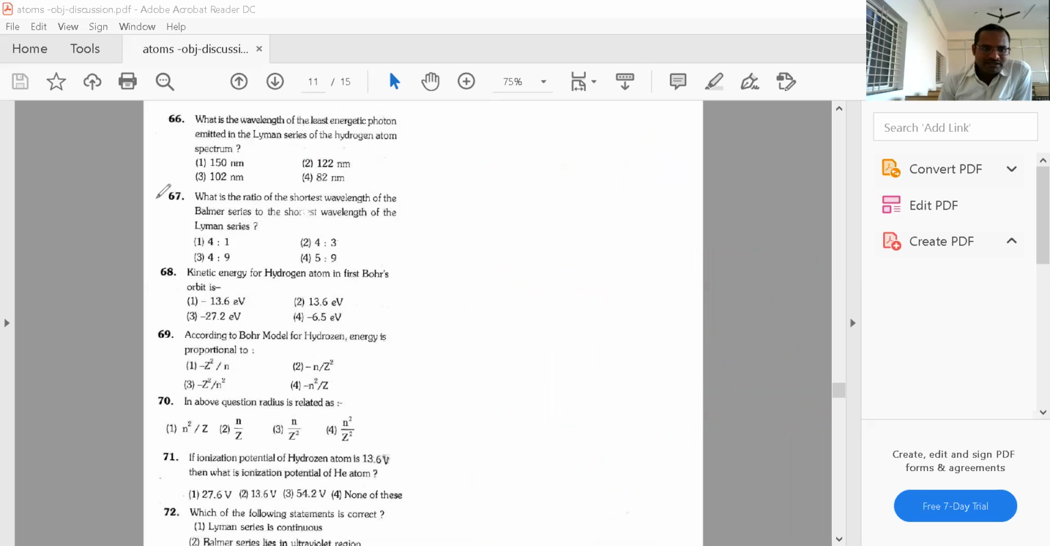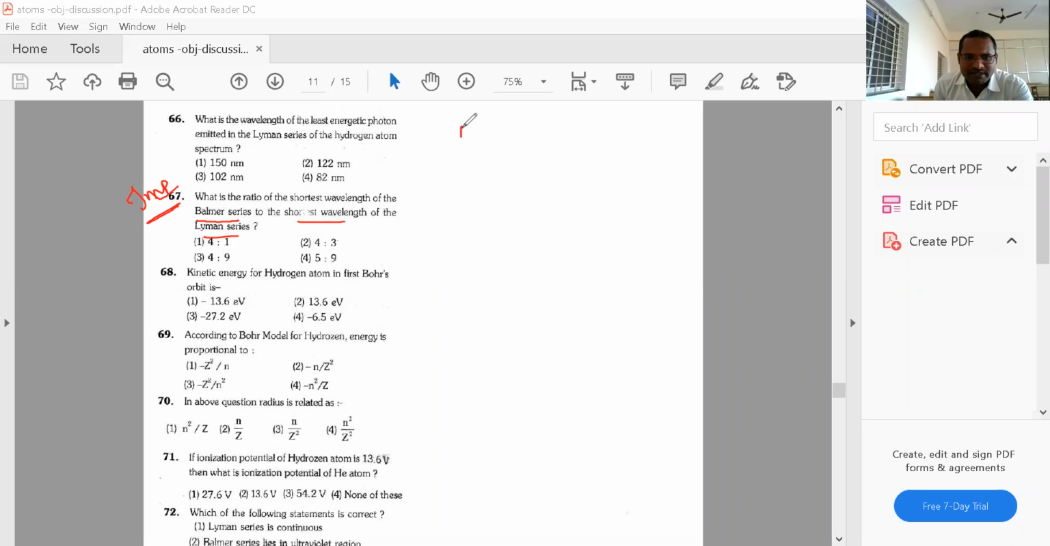Question number 67. What is the ratio of the shortest wavelength of Balmer series to the shortest wavelength of Lyman series? Important question. They may ask you this type of question repeatedly. They are asking also.